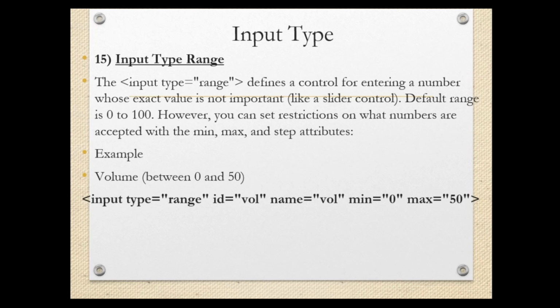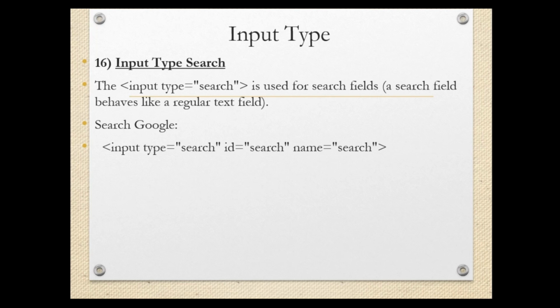Example, volume between 0 and 50. Input type equal to range, id equal to vol, name equal to vol, min 0 and max 50. So it will give you a range between 0 to 50 only. It depends upon the user what type of range you want.